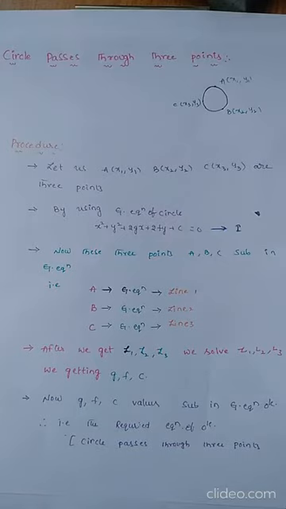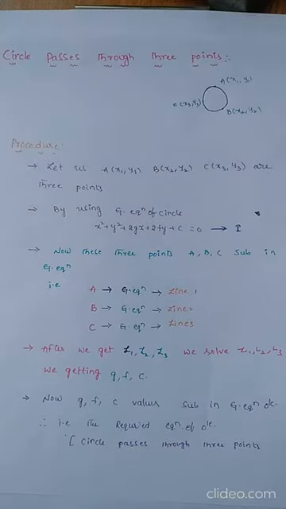These g, f, c values are substituted in the general equation of the circle, x square plus y square plus 2gx plus 2fy plus c is equal to 0. Substituting the values of g, f, c in the general equation, that is the required equation of the circle passing through 3 points.